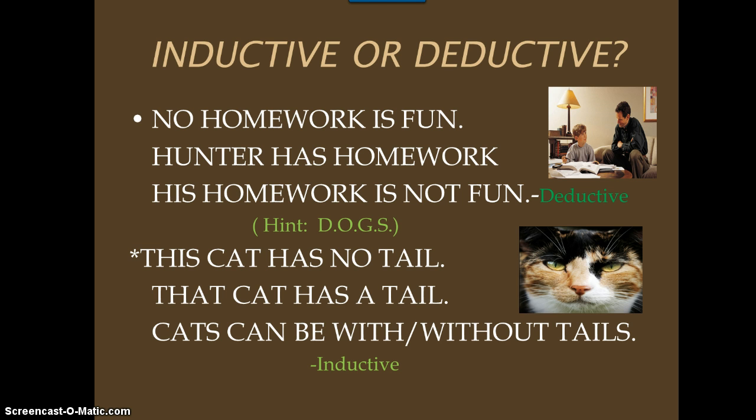So the first example is an example of deductive reasoning, right? We are talking about no homework is fun. This is a general statement. Hunter has homework. This is a more specific statement. His homework is not fun. So we've used general to move to specific. This cat has no tail. That cat has a tail, meaning we're going from specific to general. Cats can be with or without tails. That is inductive.